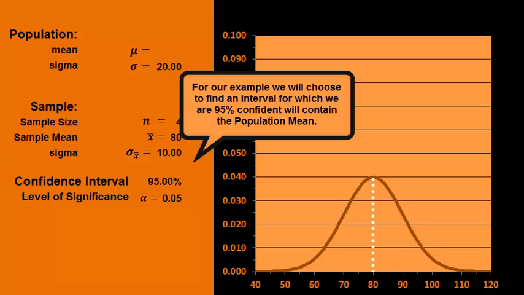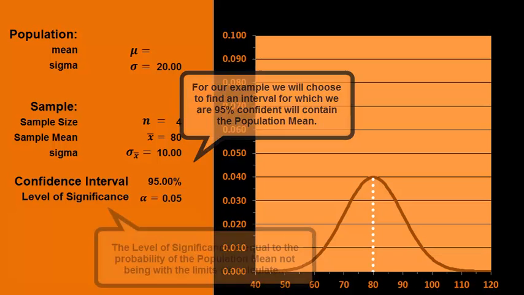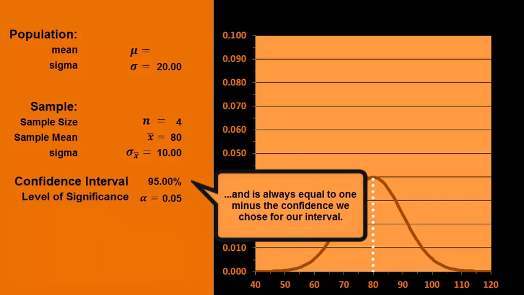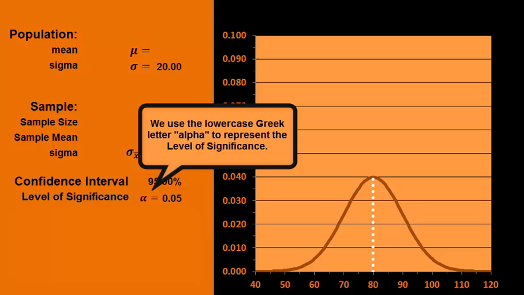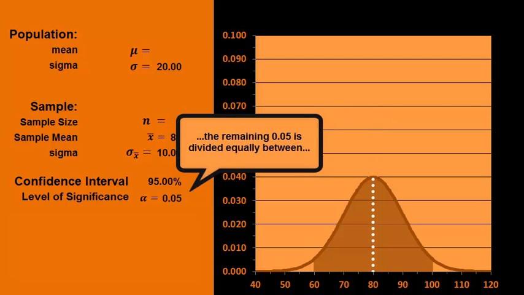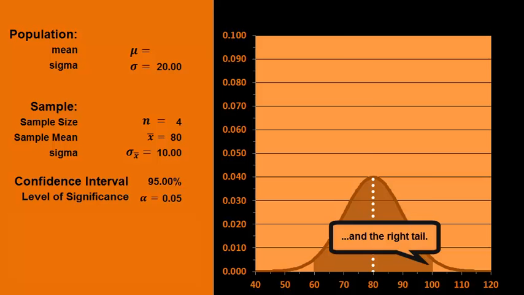For our example, we will choose to find an interval for which we are 95% confident will contain the population mean. The level of significance is equal to the probability of the population mean not being within the limits we calculate, and is always equal to 1 minus the confidence we chose for our interval. We use the lowercase Greek letter alpha to represent the level of significance. The shaded portion under the sampling distribution is 95% or 0.95 of the total area under the curve. The remaining 0.05 is divided equally between the left tail and the right tail.